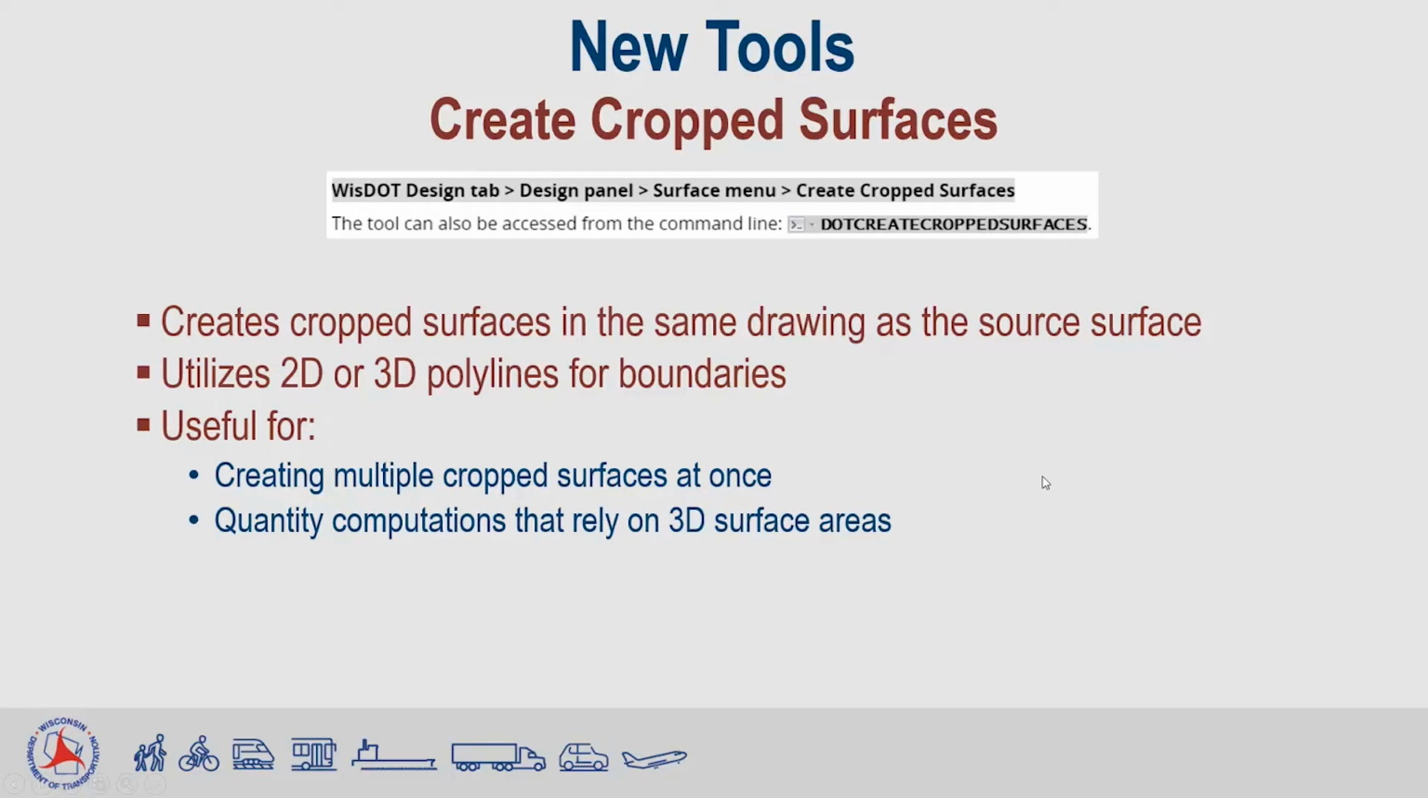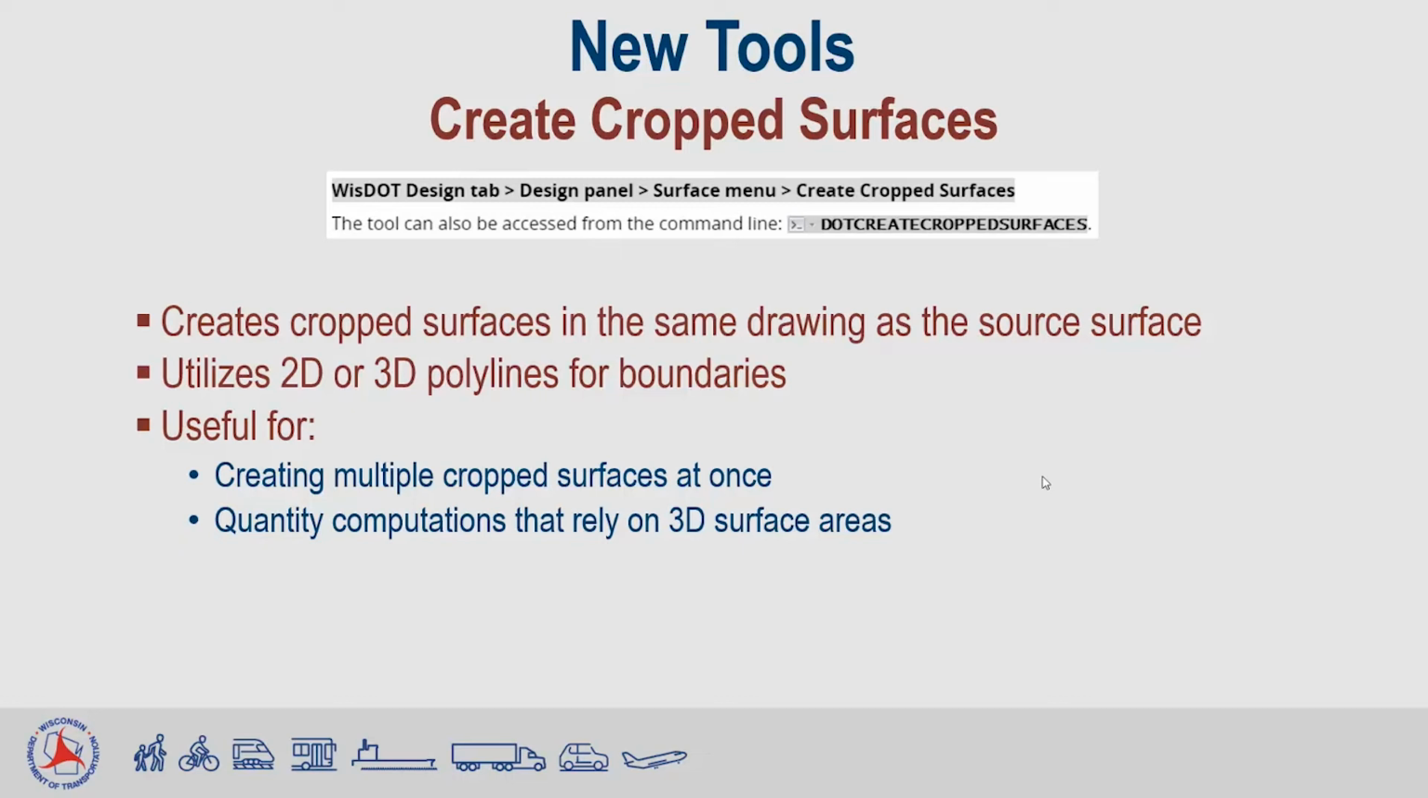Create cropped surfaces. So this is also found on the WisDOT Design tab, Design panel, the Surface menu, Create Cropped Surfaces. Out of the box, Civil 3D has a cropped surface creation tool. But there's a couple things that it doesn't do that this tool does. The first thing it is useful for is it allows you to do multiple cropped surfaces at one time instead of doing one at a time like you would with the out-of-the-box tool.